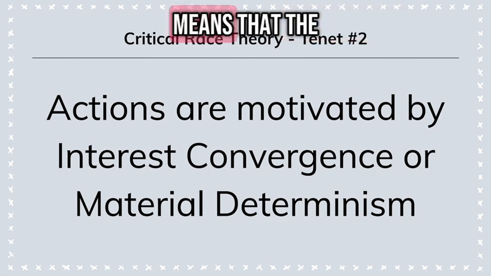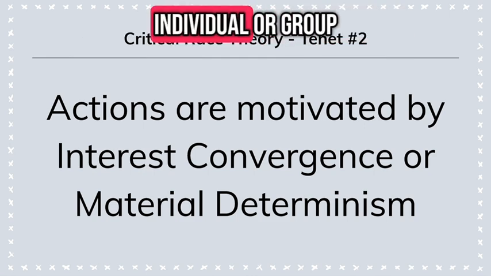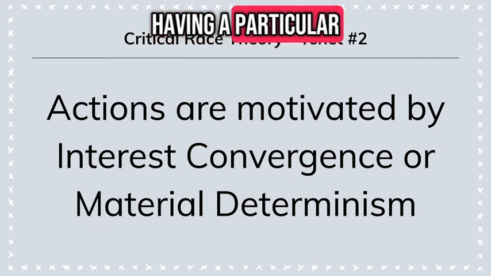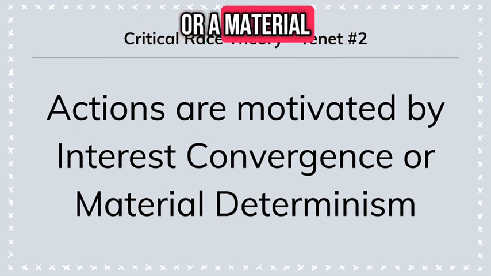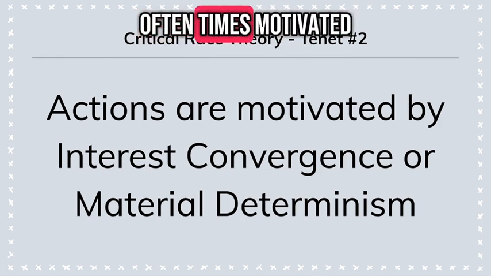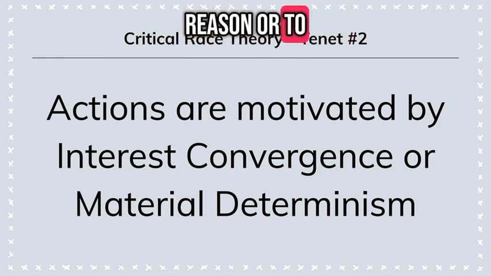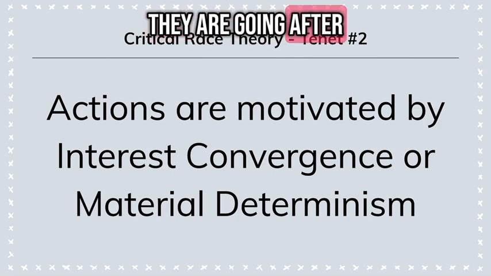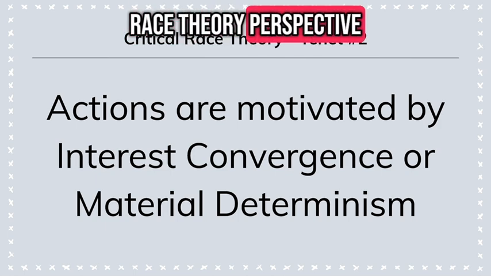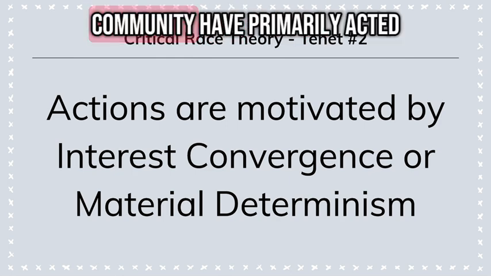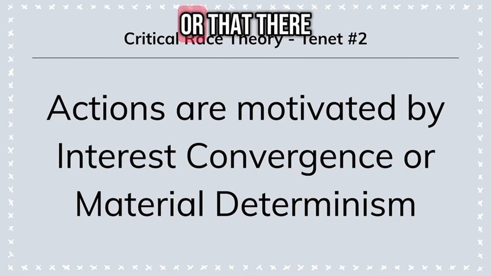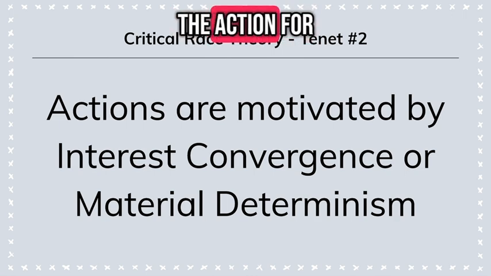The second tenet is interest convergence. Essentially, interest convergence means that the actions exhibited by an individual or group are oftentimes motivated by them having a particular interest in something, or a material determinism. So they're not oftentimes motivated by a good reason or to benefit another, but rather to benefit themselves and to achieve or gain something that they are going after. Through the critical race theory perspective, it highlights that those in the white community have primarily acted when they have also benefited from a change, or when there is something in the action for them to gain.